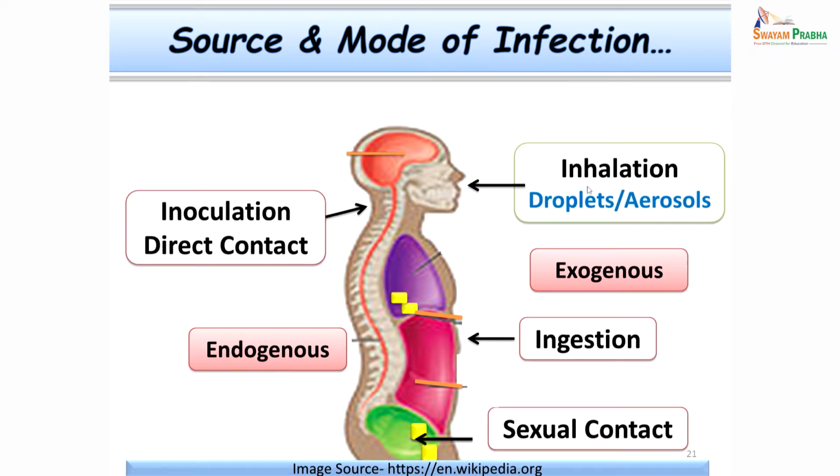The mode of infection could be through inhalation, through droplets as we saw in the example, and it could be through ingestion, sexual contact and direct inoculation. Some of the pyoderma and soft tissue infections that we see could be as a result of direct contact.